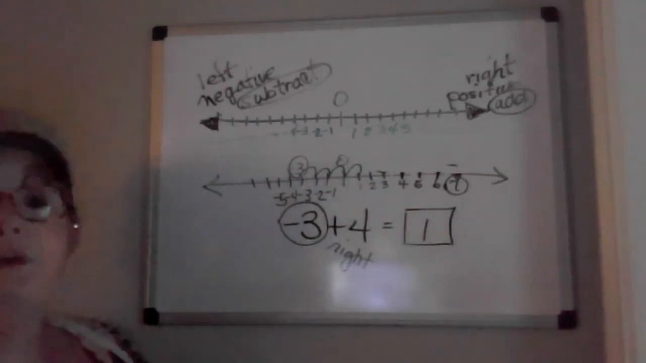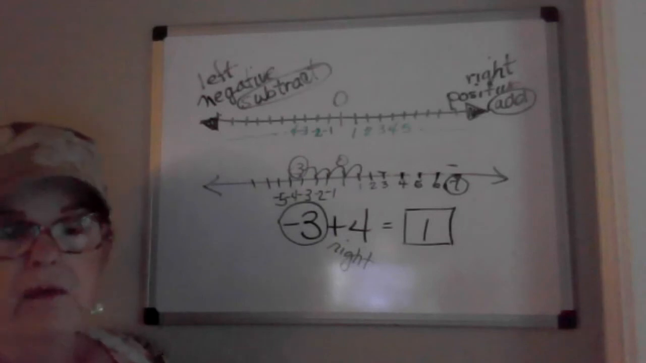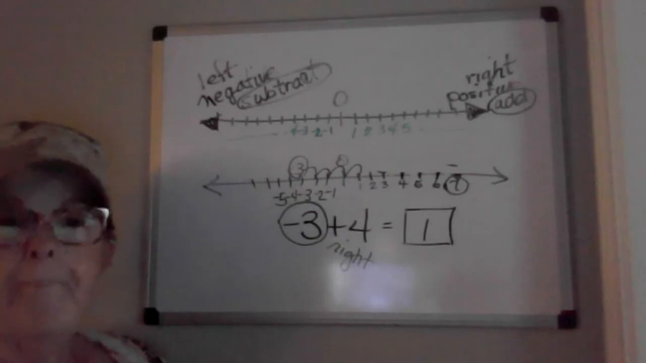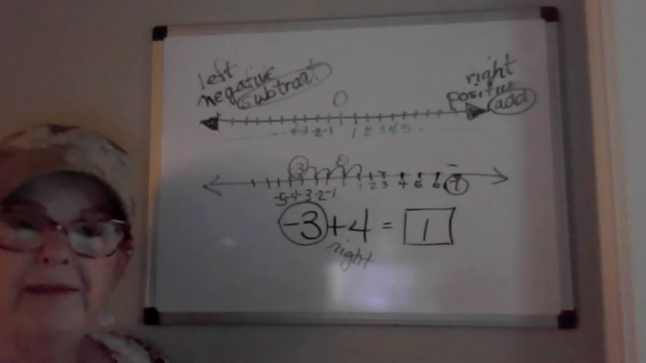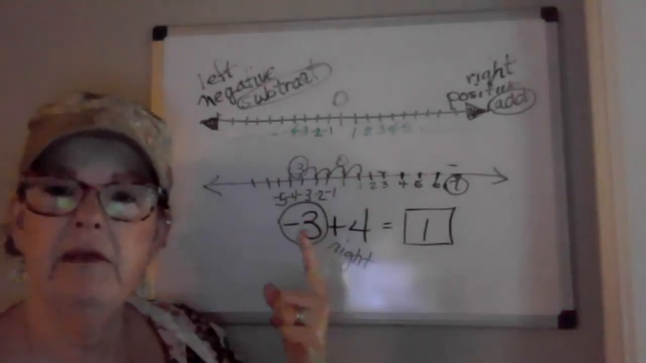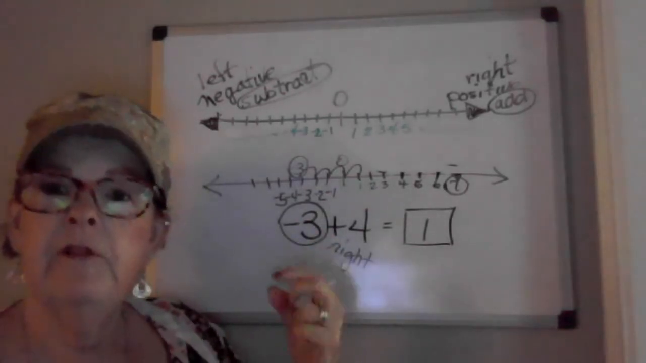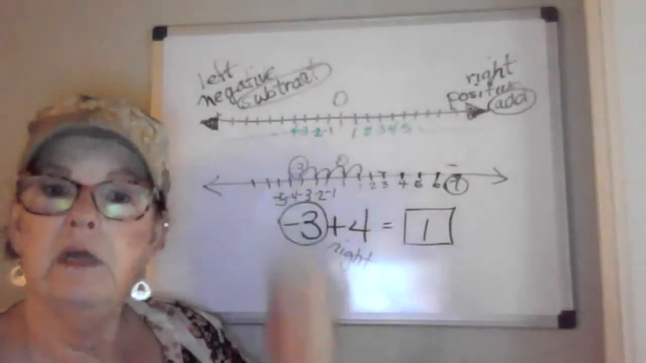Now there are going to be rules that we can memorize for adding and subtracting negatives, but I want you to get in your head what's happening on the number line. If you can start to plant that number line in your brain, the numbers are going to be easier. Okay, let's do this one.